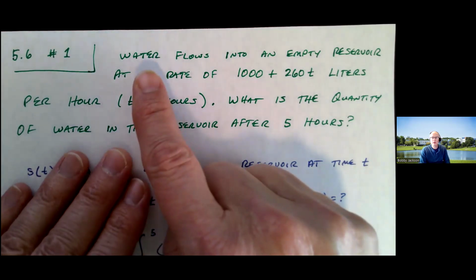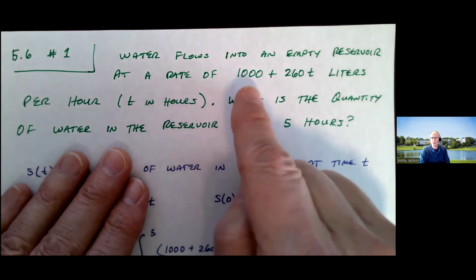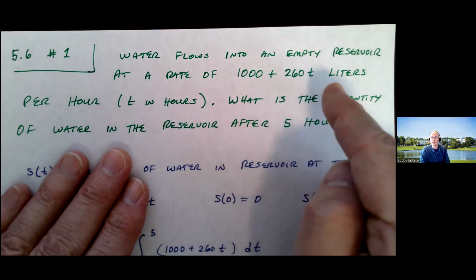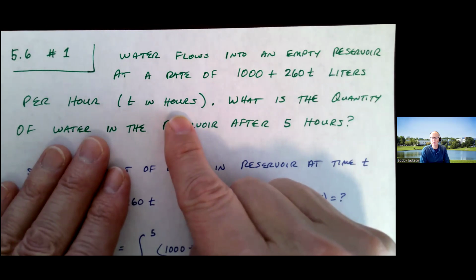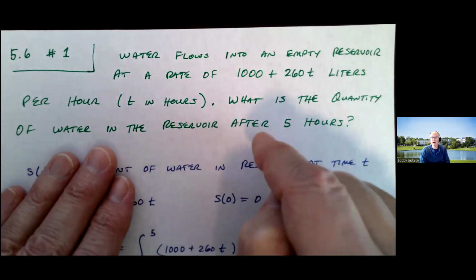So in this problem, we have water that flows into an empty reservoir at a rate of 1000 plus 260t liters per hour, where t is measured in hours. What is the quantity of water in the reservoir after 5 hours?